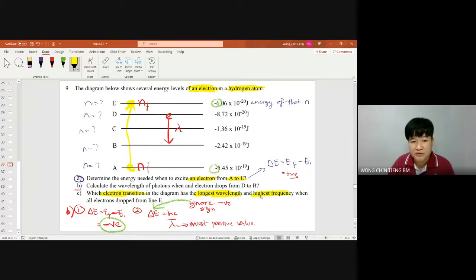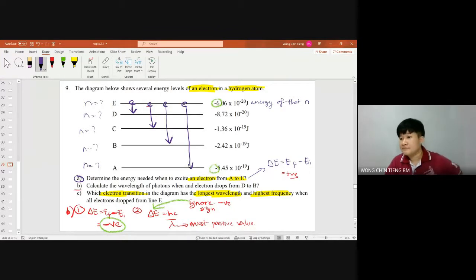So, kawan kamu tanya, which electron transition in the diagram have the lowest wavelength and the highest frequency when all electron drop from line E? From line E. So, let's see. Drop from line E bermakna saya boleh jatuh daripada E kepada D, kepada C, kepada B, kepada A. So from line E, I can drop to D, to C, to B, to A. Contohnya sikit saya. So, yang pertama, yang kedua, yang ketiga, yang keempat.